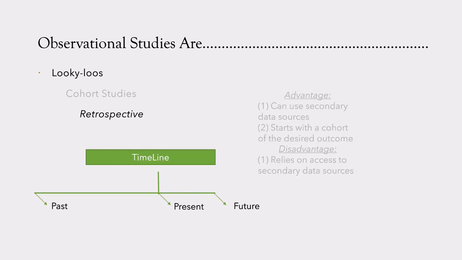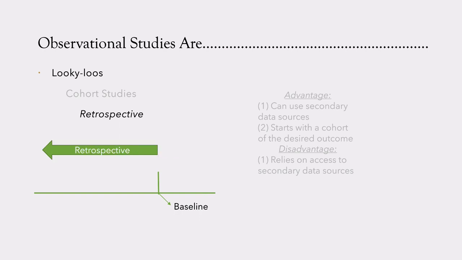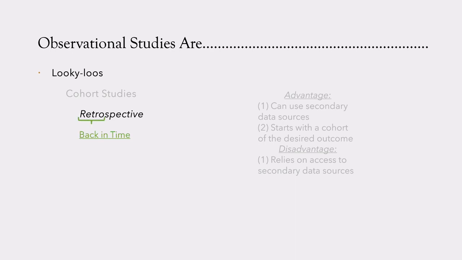Looking at this timeline, we have past, present, and future. We're trying to find what's called the baseline. The baseline is the present, and this is what's going to help you determine what type of cohort study this is. Being that it is retrospective, you're going back in time. You're also starting with the baseline for the health outcome. So if you're trying to study diabetes, what is the current status? You're also trying to find people of that cohort and their experience in the previous past. Retrospective, back in time.